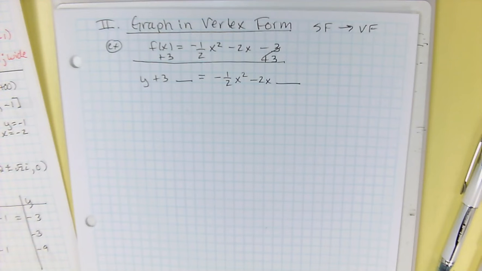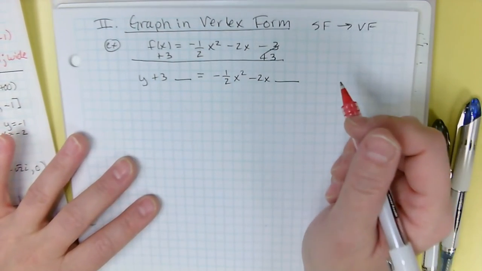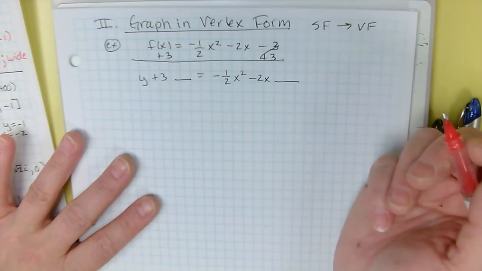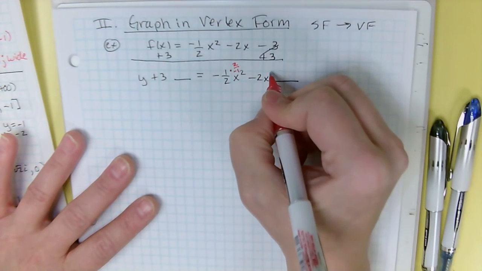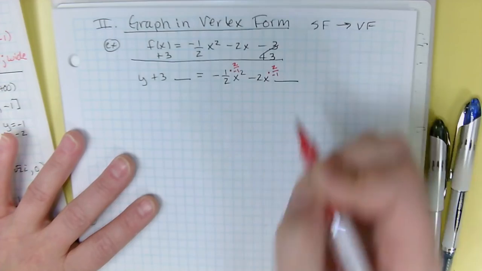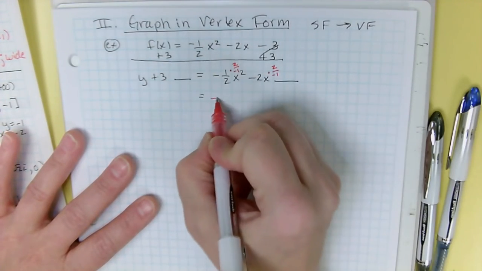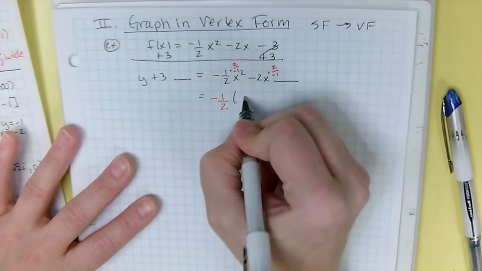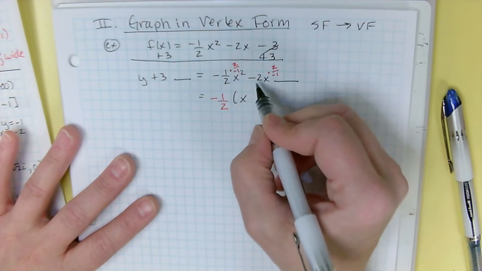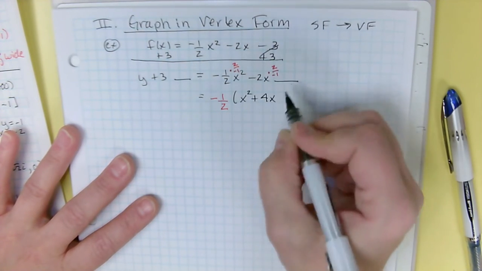Okay, on this one, I do have a scalar on the front of my x squared. So remember, if your scalar is a fraction, you get rid of it by multiplying by the reciprocal. So I'm going to multiply by 2 over negative 1 for both terms. The negative 1/2 that I'm dividing off goes to the front, and I'm left with x, and then negative times a negative is a positive, so plus x squared plus 4x.